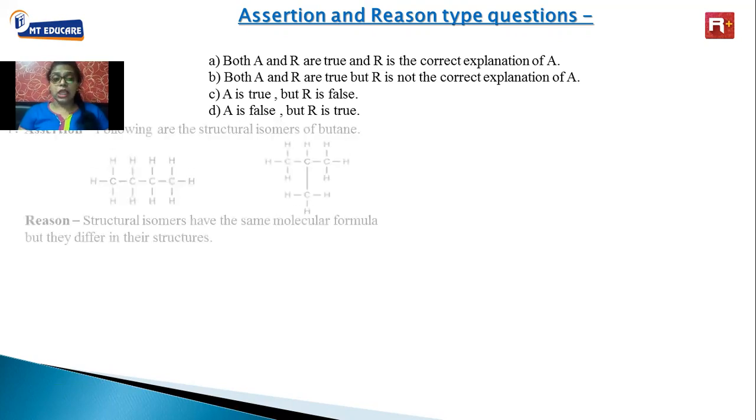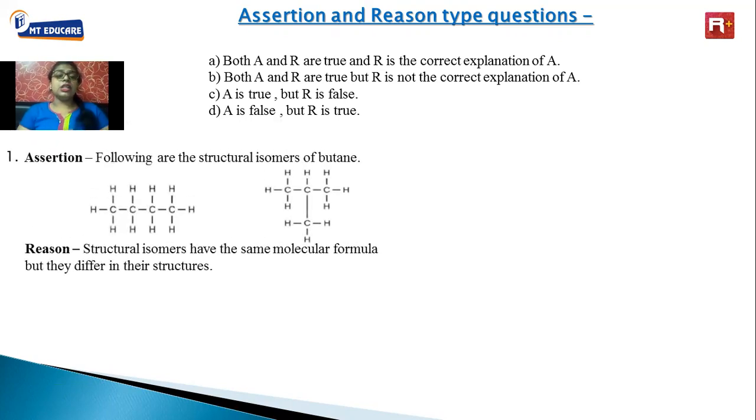Fine, so let's see. So students, here is the assertion, the first question. In the assertion they have told you, following are the structural isomers of butane. Now, butane means how many carbon atoms? 4 carbon atoms. Let's observe the structures which are given to us. Is it having the 4 carbon atoms? We'll talk about the very first structure first. 1, 2, 3, 4. Yes, it's having the 4 carbon atoms, that is butane.